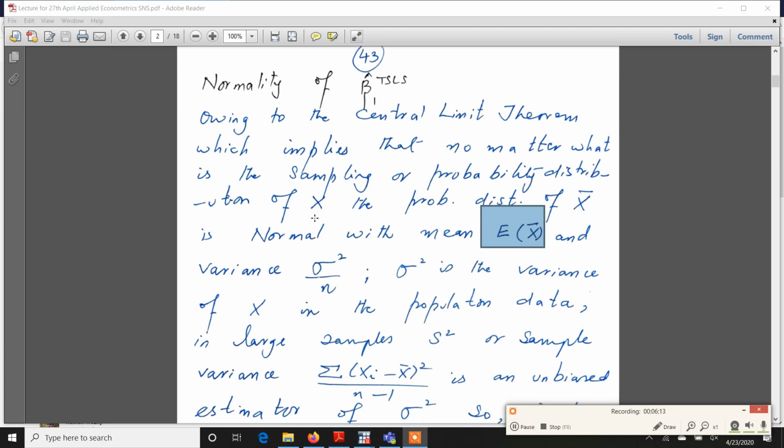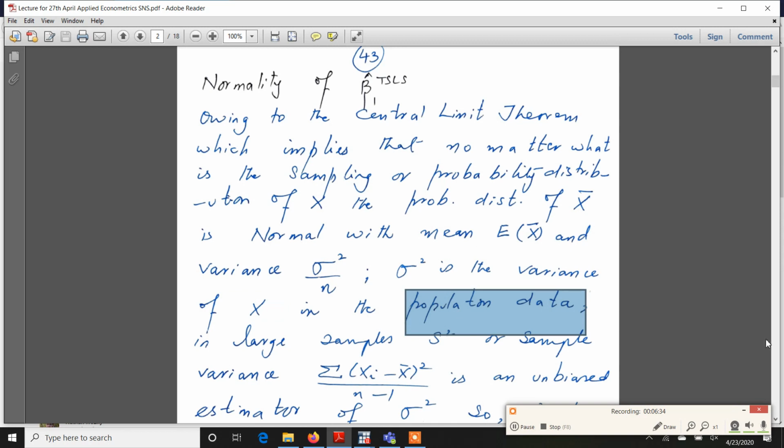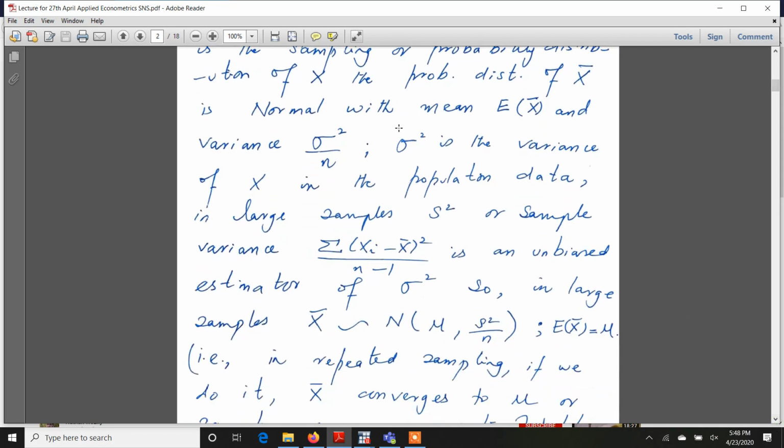the probability distribution of x bar is normal with mean equal to the expected value of x bar and variance equal to sigma square over n. And what is this sigma square? It is the variance of x, like in this example, the variance of stock returns if we have access to complete population data. But generally we don't have complete population data, and that is why we are relying on a random sample, right?